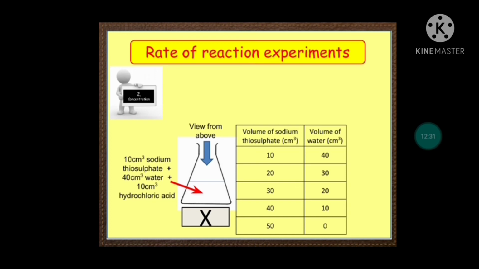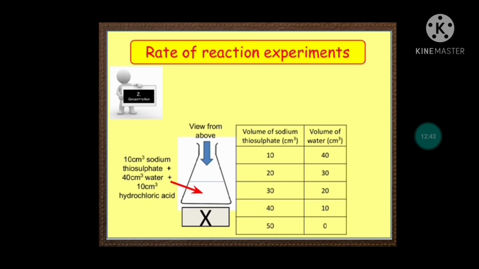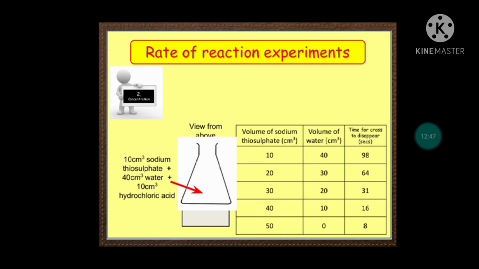So this is the sodium thiosulfate and water plus hydrochloric acid. There is a reaction between thiosulfate and hydrochloric acid, and when the product forms, that cross will disappear. So we have to note down how much time each experiment is taking for the cross to disappear. We have to note down that time.